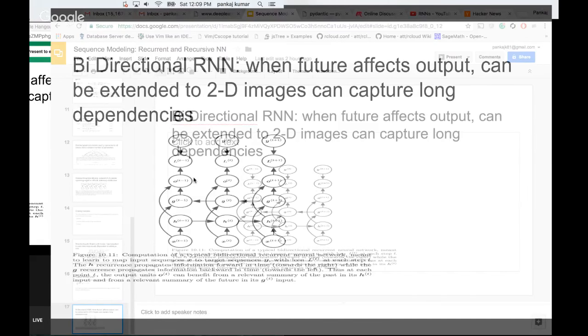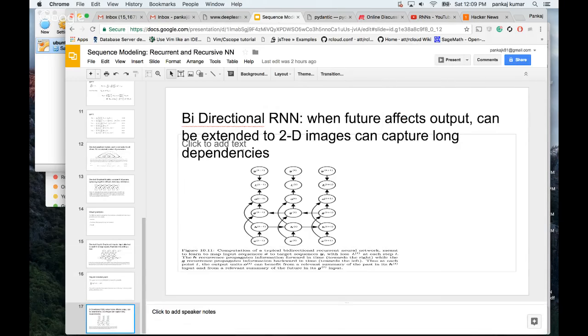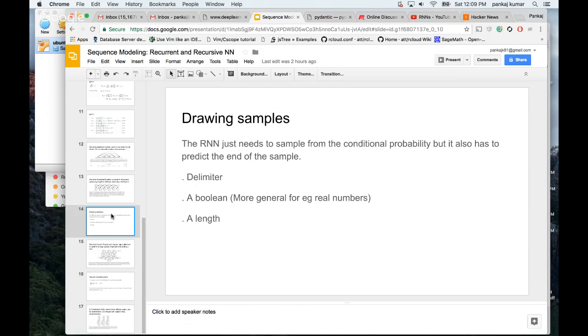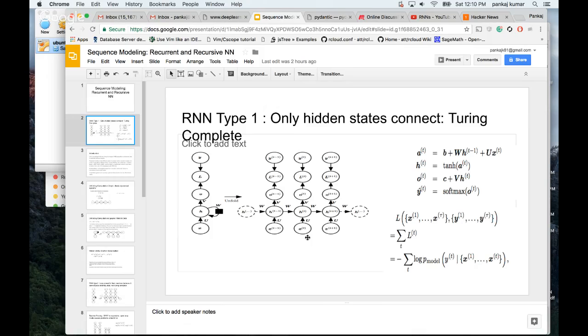Then there is another, the last slide. Why do we draw a sample? After you have trained this network, you are given a new input, and you have to draw a sample from whatever probability distribution this classifier is modeling, which gives the best likelihood. But the problem is, in a recurrent neural network, when do you stop drawing? You drew the first one, the second one, the third one, because it's the same parameters.